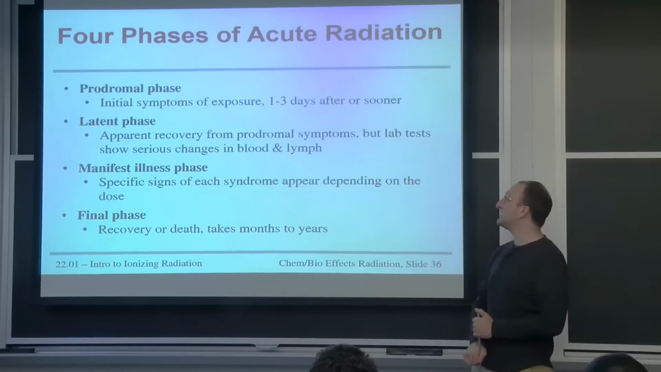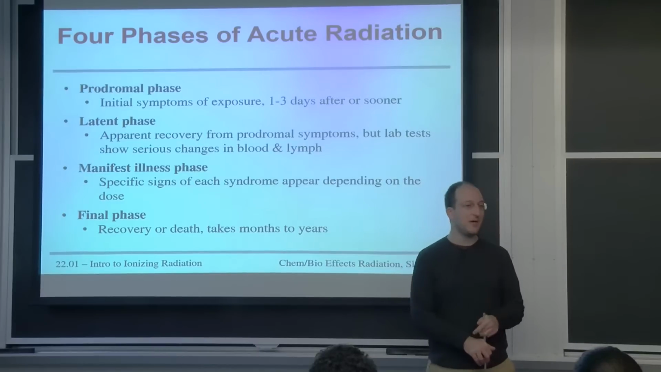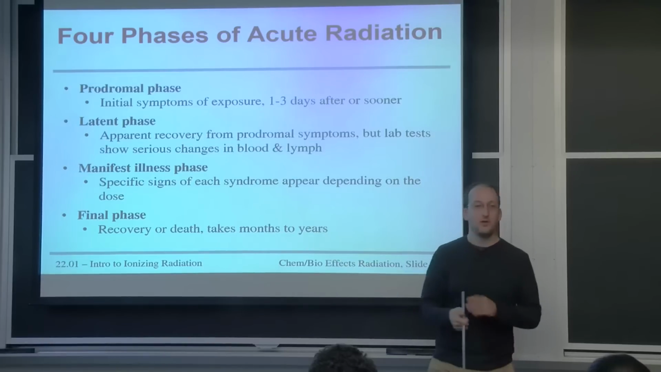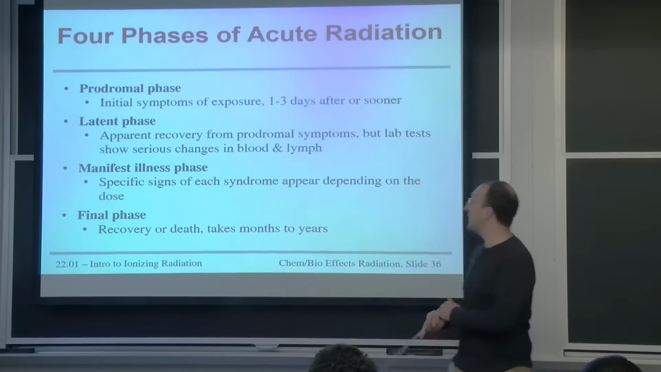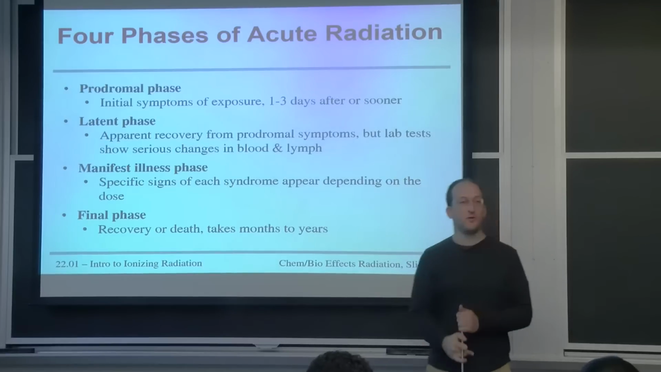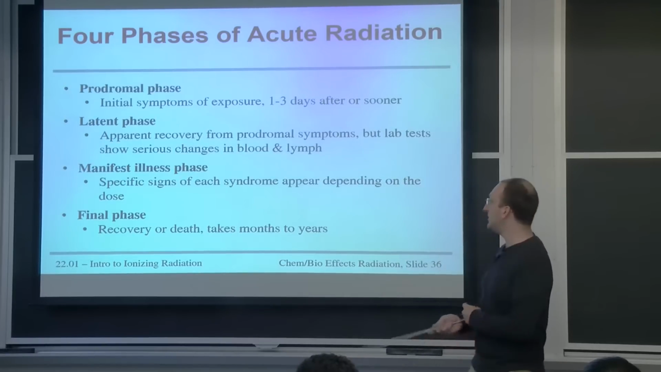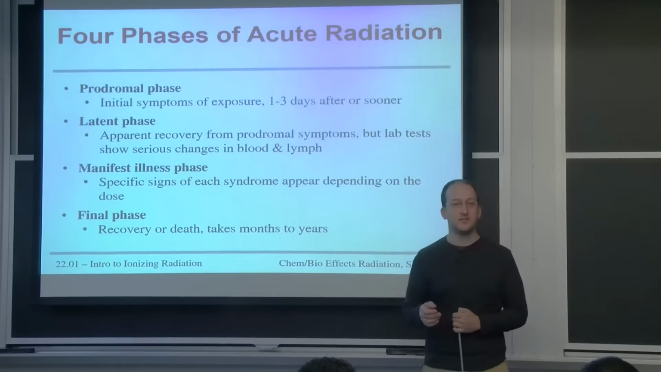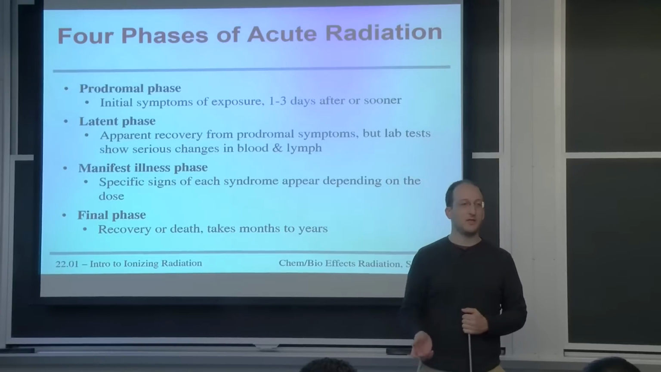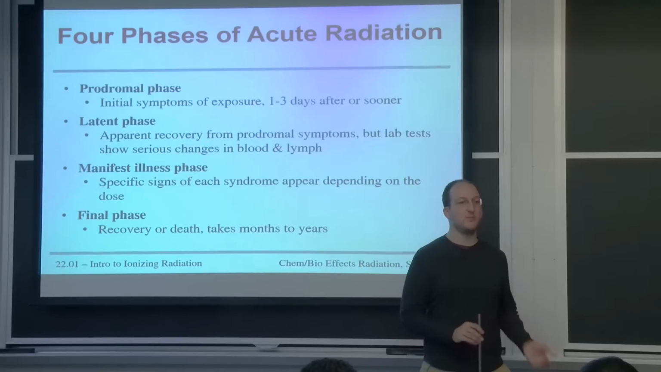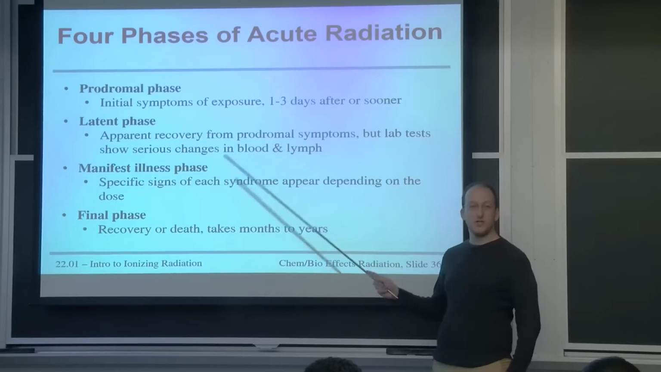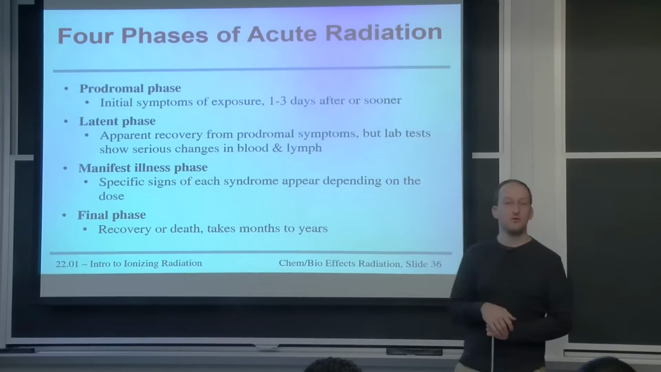So the 4 phases of radiation damage, this is where all those Latin and bio roots really come in handy. The prodromal phase is the initial symptoms of exposure, which may or may not happen 1 to 3 days after exposure. For massive exposure, you're not going to see this because you're not going to live 1 to 3 days. For very minor exposure, you may not even see these prodromal effects like a drop in blood cell count or GI syndrome, because the dose might not be severe enough for your body not to be able to cope with it. The latent phase, this is the tricky one, is an apparent recovery from the prodromal symptoms.